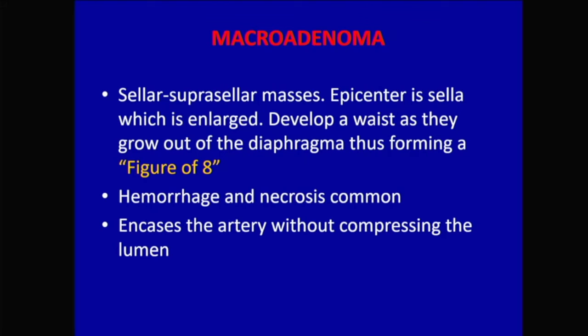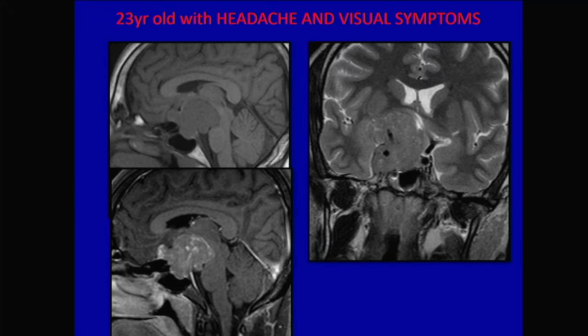Moving on to macroadenomas, these are larger tumors. The epicenter is in the sella, which is generally enlarged, and they will grow out of the diaphragma, producing a figure of eight appearance. The important thing you have to understand is that hemorrhage and necrosis are a very common feature of this adenoma, although it's a benign tumor. And it's a soft tumor, so even if it encases the ICA, very seldom will you see actual luminal narrowing or obliteration of the ICA lumen.